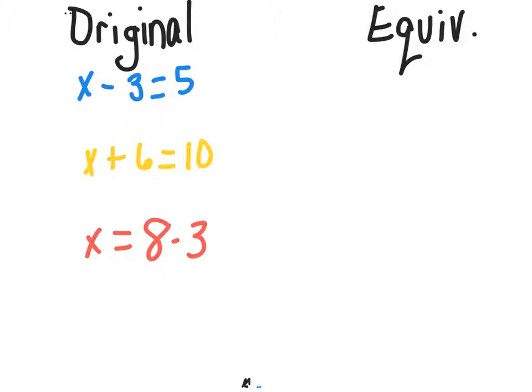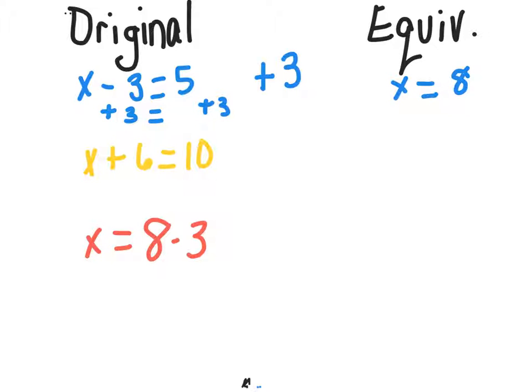So let's look at some original equations and then compare that to what the equivalent equation would be. In this case, we have, first one, x minus 3 equals 5. We want to get an equivalent equation, so in this case, we will add 3 to both sides. That will give us plus 3, and then we end up with x equals 8. Okay. Let's look at the next one.